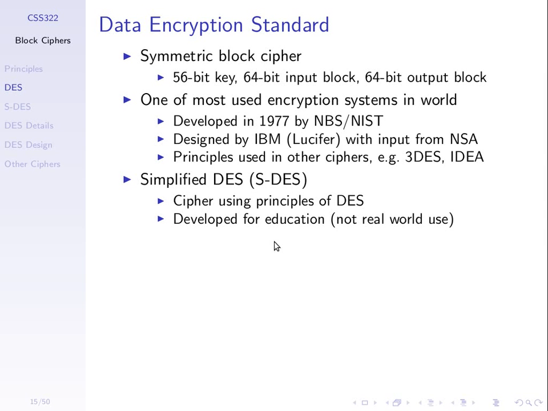DES is a symmetric block cipher that takes 64 bits of plain text input and produces 64 bits of ciphertext as output. So it encrypts 64 bits at a time. It uses a 64-bit key as input, but in fact only 56 of those 64 bits of key are actually used in the encryption. The other 8 bits are a parity check.